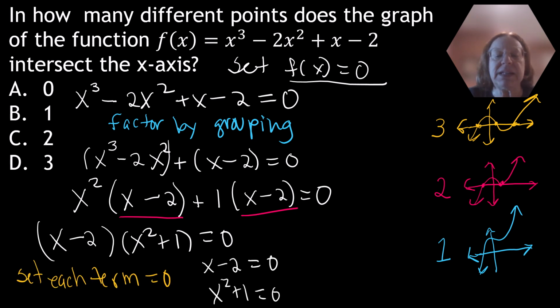And then we're going to set each term equal to 0. So x minus 2 equals 0. The solution there, you just add 2 to both sides and you get x equals 2. So we know it's not 0. We know it's at least 1.